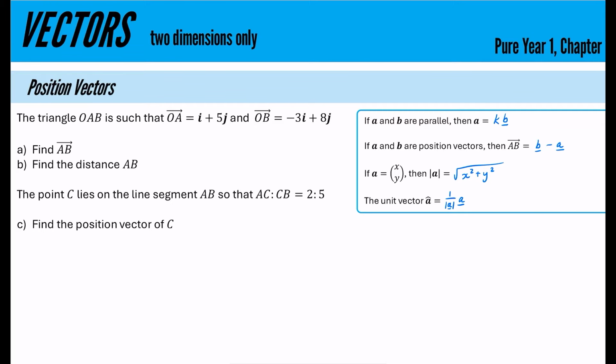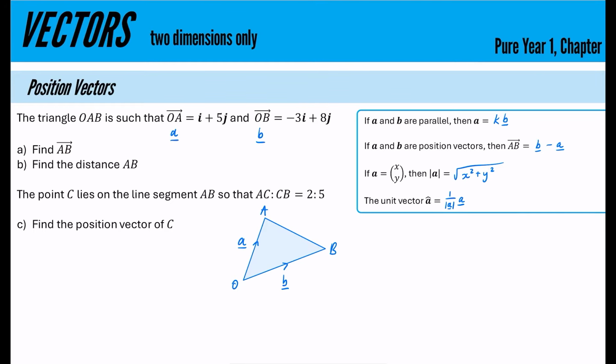So it says here the triangle OAB is such that OA is i plus 5j and OB is minus 3i plus 8j. So if we do want a sketch, we can do a sketch. We have O as the origin, we have A, and we have B. Notice how I'm not drawing this accurately at all. This OA vector, I could just say is the position vector of A, and this OB vector I could just say is B, and it should help me visualize what is going on here.